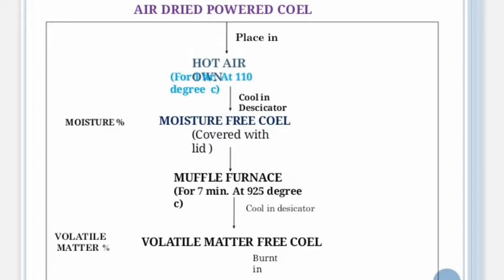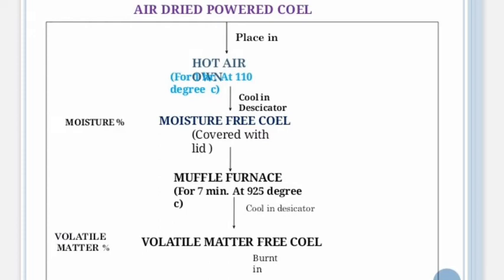After that, for cooling the coal, keep it in a desiccator. A desiccator is an apparatus made up of glass containing anhydrous calcium chloride. Because of this anhydrous calcium chloride, no moisture remains in the coal. Instead, if we cool the coal in free air, it will again absorb moisture from the air. That's why we cool it in a desiccator. And then the coal we get from there is moisture free coal.